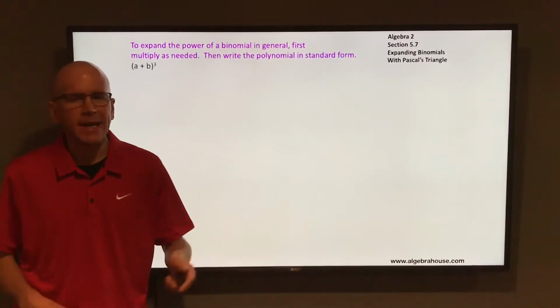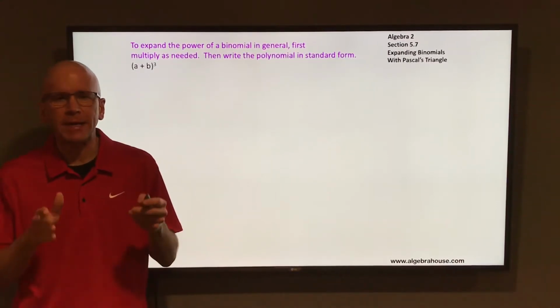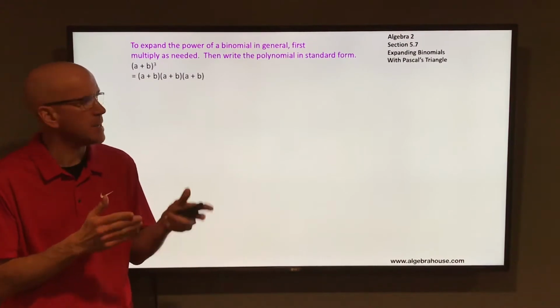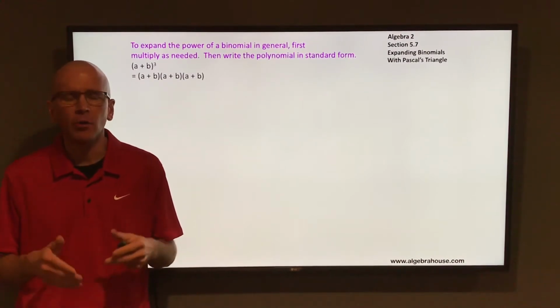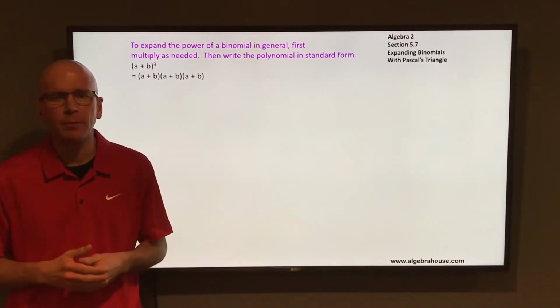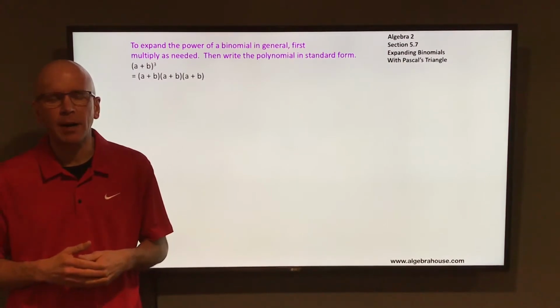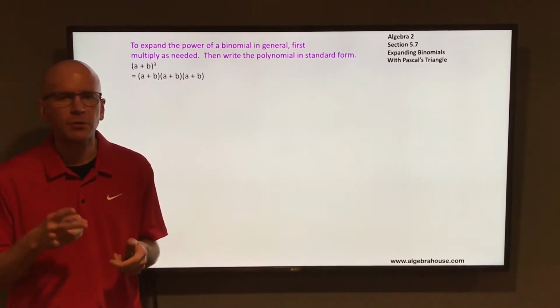We're going to expand (a + b) to the third power. We're going to take (a + b) times (a + b) times (a + b) again. Now, normally we'd use the FOIL method or distributive property. Remember, the FOIL method and distributive property are the same thing when you're multiplying two binomials.